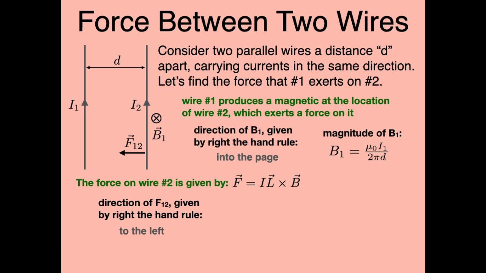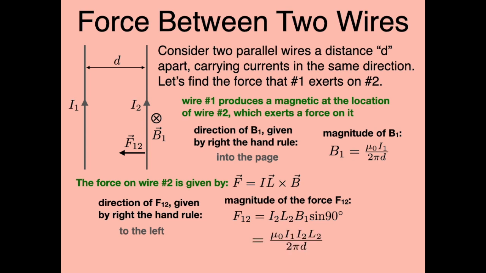So the way I write this is F12. That is the force that wire 1 exerts on wire 2, so it's going to the left. Now the magnitude, this is a cross product, IL cross B. So the magnitude of this force is going to be I2, that's how much current there is, times L2, that's the length of that second wire. Then we have B1, that's the magnetic field strength. And then we have sine of 90 degrees because 90 degrees is the angle between the current I2 and the magnetic field B1.